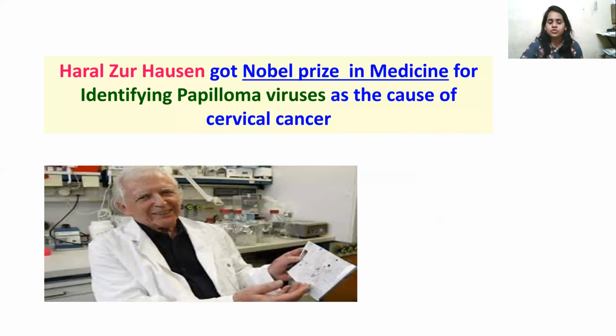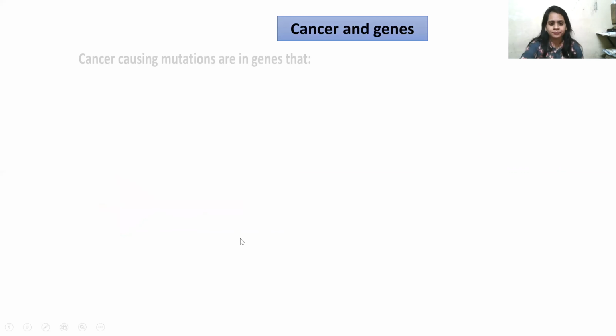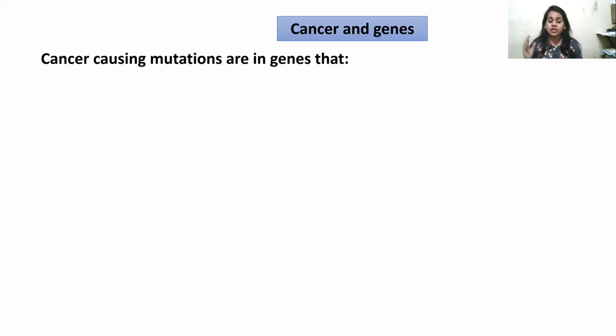Harald zur Hausen got the Nobel Prize in Medicine for identifying papilloma virus as the cause of cervical cancer. See, cervical cancer was one of the very, very common cancers developing in females. Okay, so at that time it was not noticed that it was because of papilloma virus. So he was the person who recognized this. And let us talk about a few bacteria which are associated with cancer. So the first one is Helicobacter pylori, which is the common reason for stomach cancer. So these are the various viral and biological carcinogens.